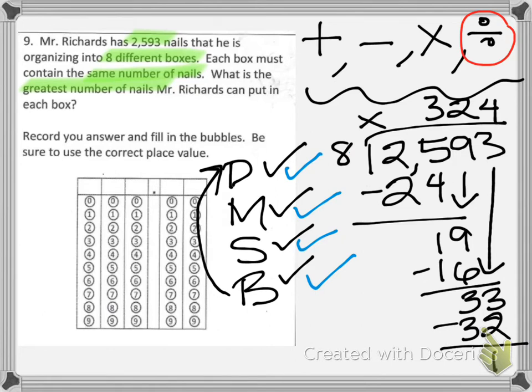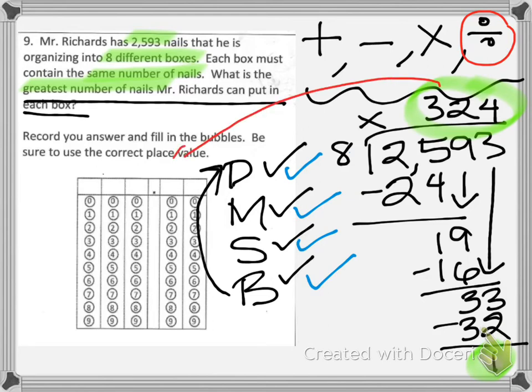So we have to go back to the problem, and let's look at the very last portion of the problem. And it asks the question, what is the greatest number of nails Mr. Richards can put in each box? So if we look at our quotient here, we see the number 324. That's the greatest number of nails that can go inside of each box with 1 remaining. So let's take this 324 and go over to our griddable.